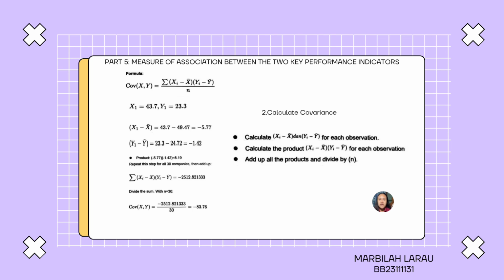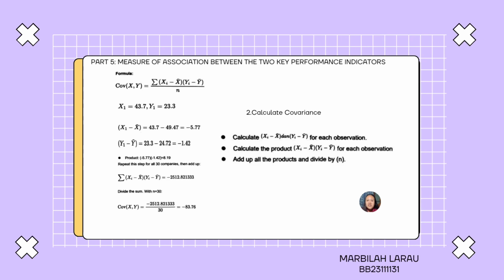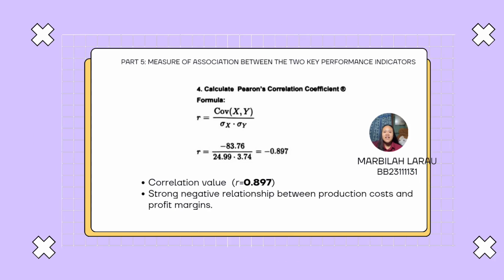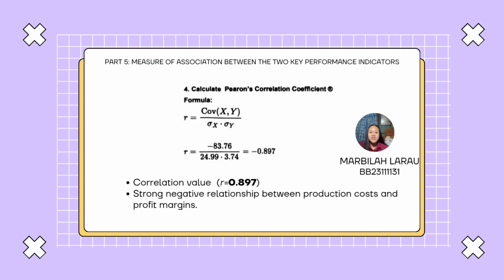The formula is cov xy equals the sum of (x minus mean x) times (y minus mean y), divided by n. The covariance is negative 83.7. Then I calculate the standard deviation. For production cost, x is 24.99, and for the profit margin, y is 3.74. Then I calculate the Pearson correlation coefficient, which tells us the strength and direction of the relationship.